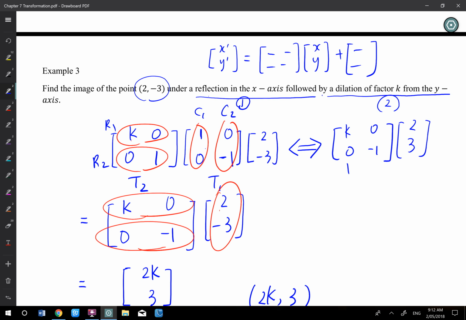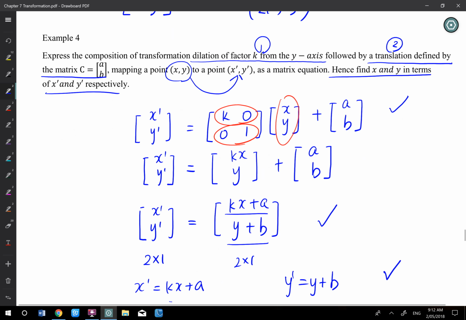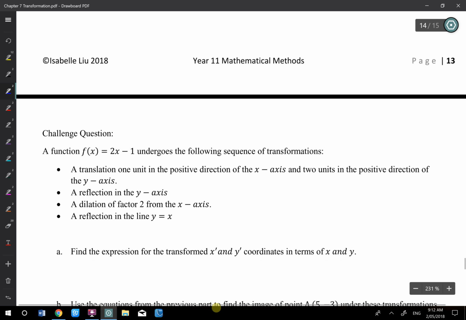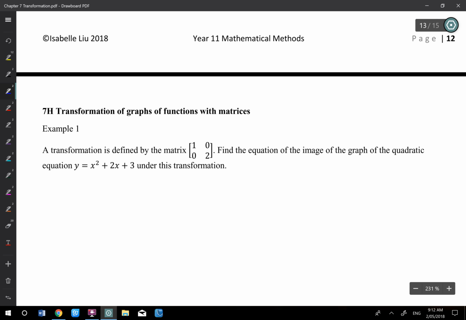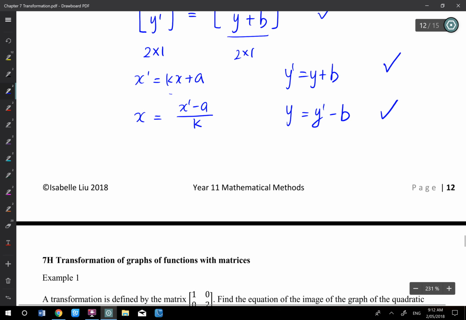Any other questions before I start the next one? Okay, these three examples are very important. We use these skills for tomorrow. I think tomorrow is the last exercise. We have a challenging question, a combination question there.